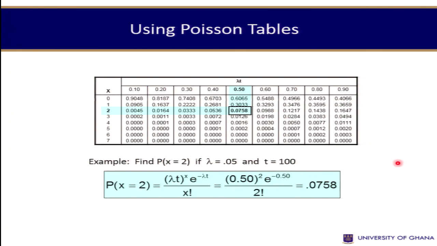So there's a short exercise for you. Find the probability that x is equal to 2 if lambda equals 0.05 and t is equal to 100. Now, if lambda is 0.05 and t is equal to 100, then it means that lambda t is equal to 100 times 0.05. And we are looking for the value of x equal to 2. Put them together. You can either use the formula or you can use the tables to answer that.